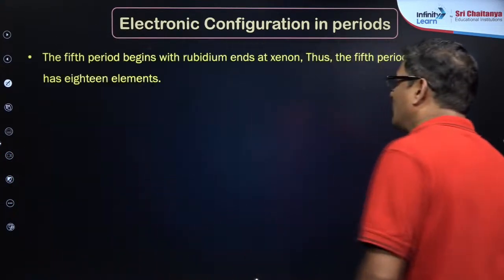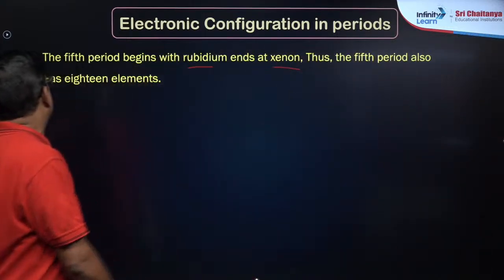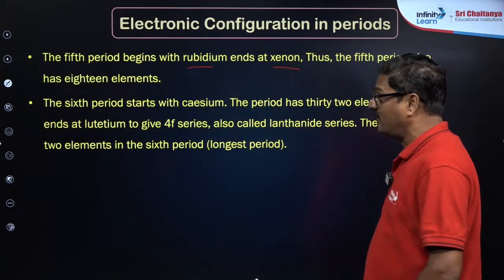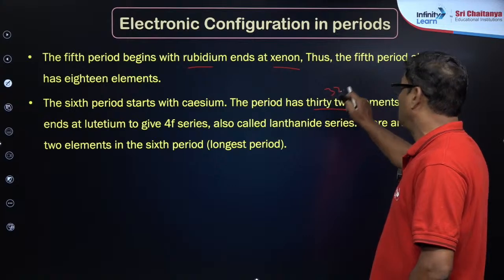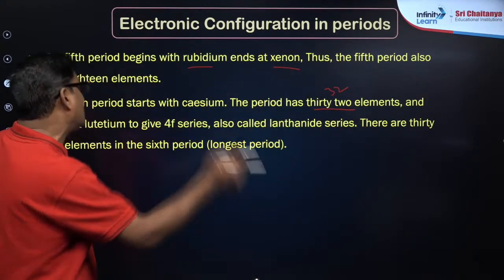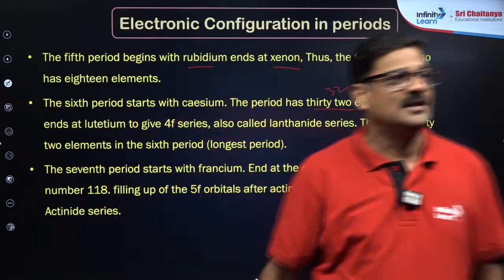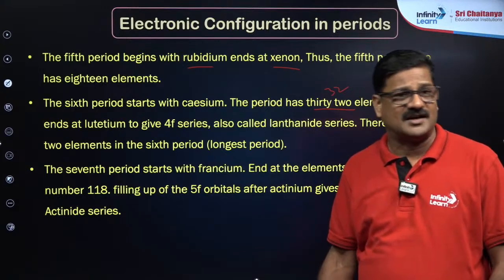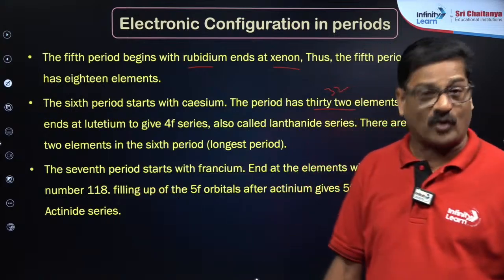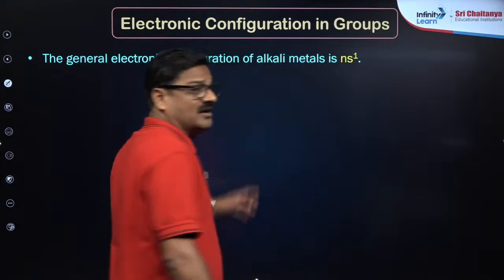Right, so let's talk about the fifth period, it starts with rubidium and ends with xenon. These also have 18 elements, and the sixth period has 32 elements, and it starts with lutetium, the 4f series, बाहर रख दिया, वो उसमें include किया, so this is the longest period. Hope you are all understanding the architecture of the periodic table, उसमें periodic properties भी आएगा आपको.